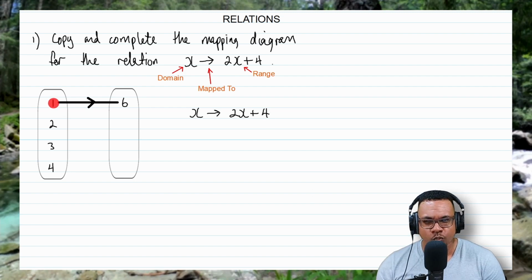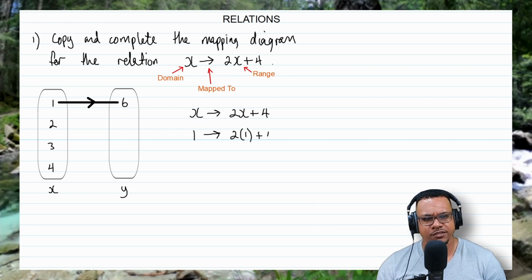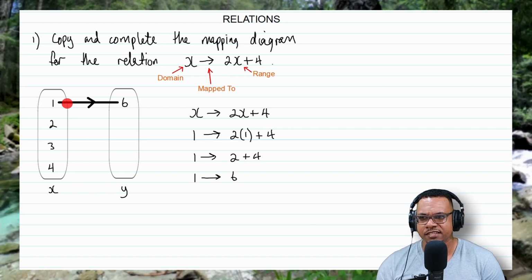So when the domain is 1, which means here the domain, which is your x values. All right, so this would be your x values, this would be your y values. This is domain, this is range. So when x is 1, 1 is mapped to, you replace the x here with 1 as well. So you'll have 2 times 1 plus 4. So we have 1 is mapped to 2 times 1 is 2, plus 4. So 2 plus 4 is 6. So you have 1 is mapped to 6. And that's how you obtain this mapping here.